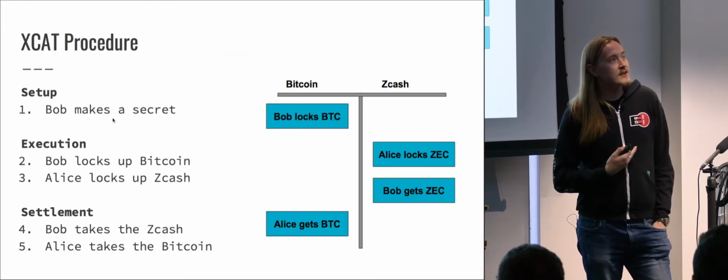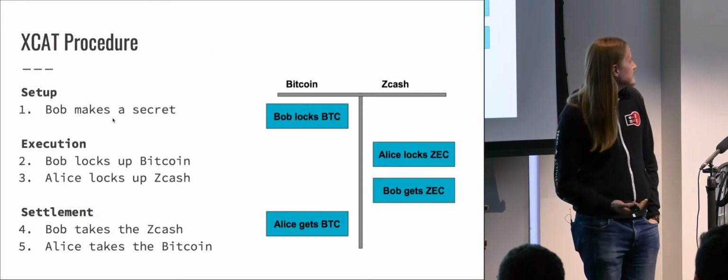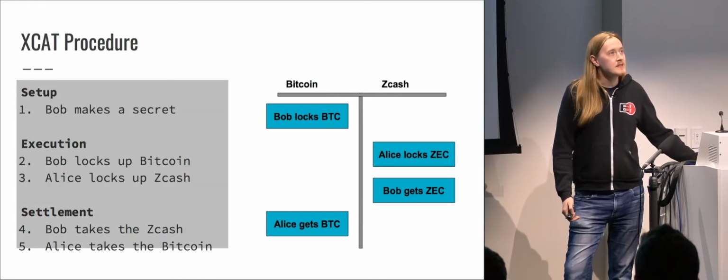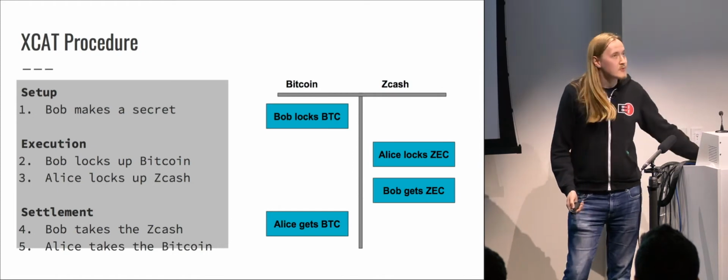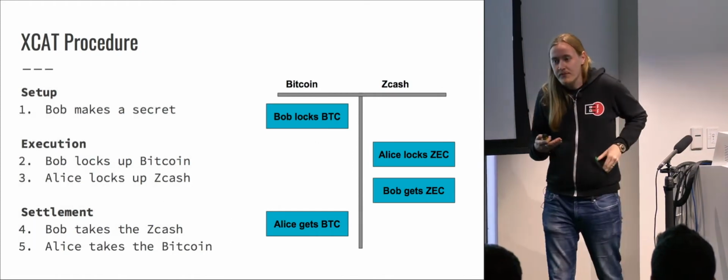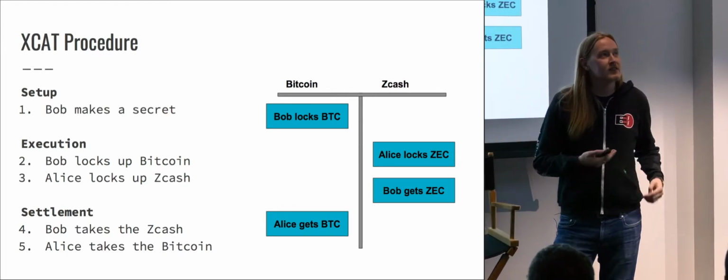So this is what it kind of looks like in practice. For setup, Bob's going to make a secret, and we're going to make these on-chain contracts. There we go. So we pay into these contracts on each chain.